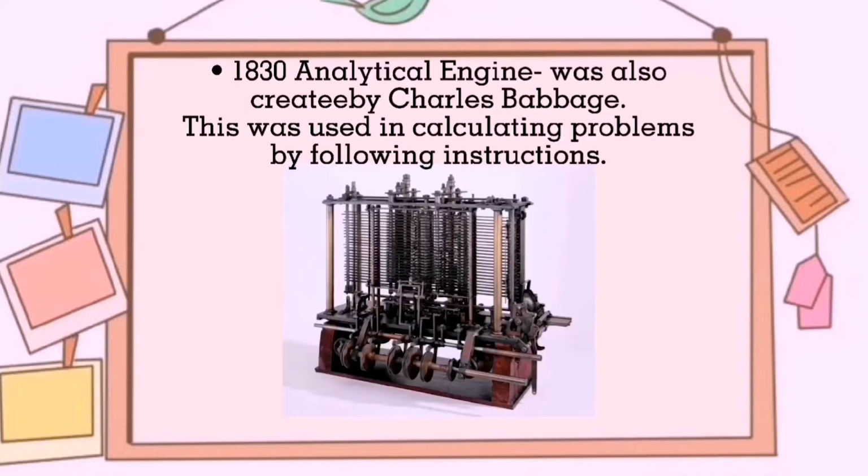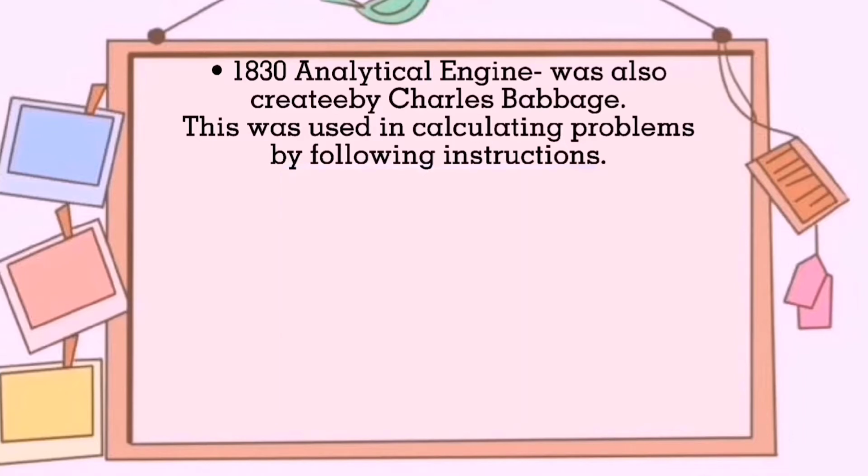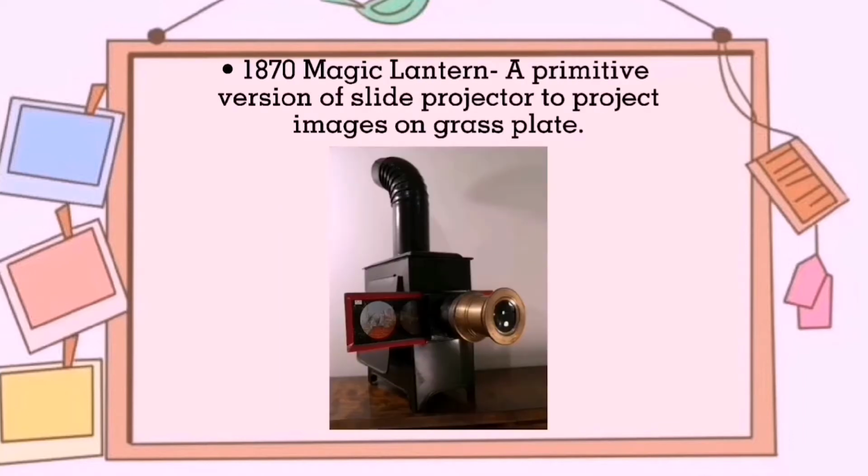The analytical engine was also designed by Charles Babbage in 1830. It is to calculate complicated problems by following instructions. In 1870, the magic lantern was created. It is a primitive version of slide projector to project images on glass plate.